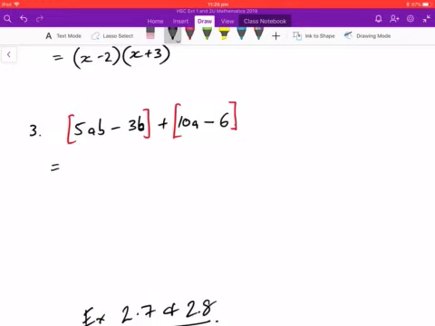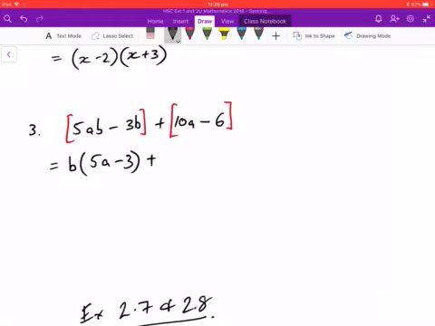So the first two, I've got 5ab minus 3b. That's a b, by the way, in case you're wondering. Well, b is the highest common factor, so I'm going to take out b, bracket, 5a minus 3, plus, what's the highest common factor of 10a minus 6? Highest common factor is 2, bracket, 5a minus 3.